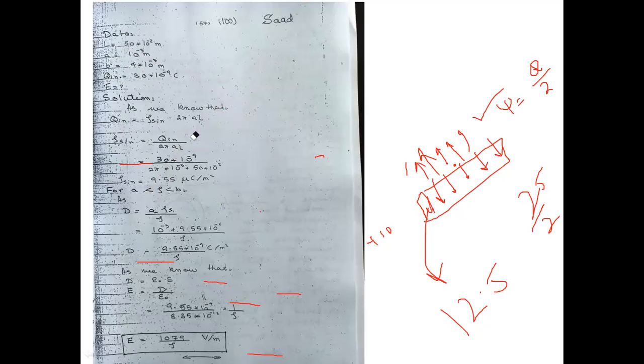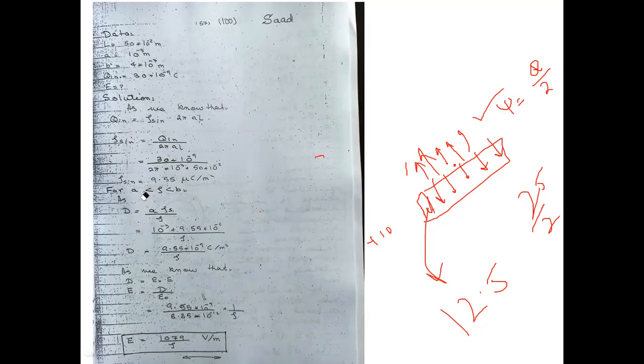As we know, we have already proved this Qn previously, so directly use that relation. Qn is equal to rho sn times 2 pi a l, where a is the radius of the inner conductor. So rho sn will be equal to Qn divided by 2 pi a l. Q is given, that is 30, a is given as 1 milli, and l is given as 50 centimeter. So rho sn is like that.